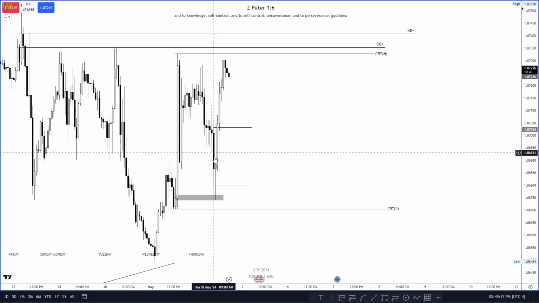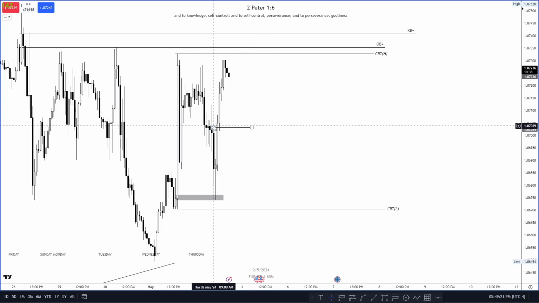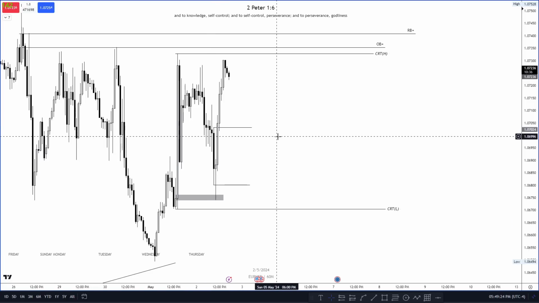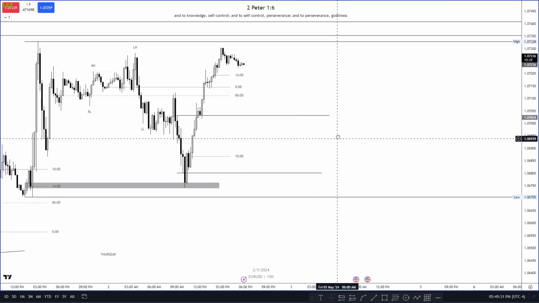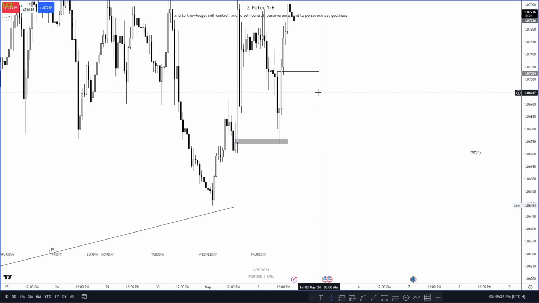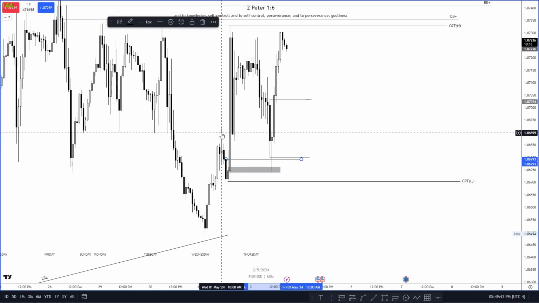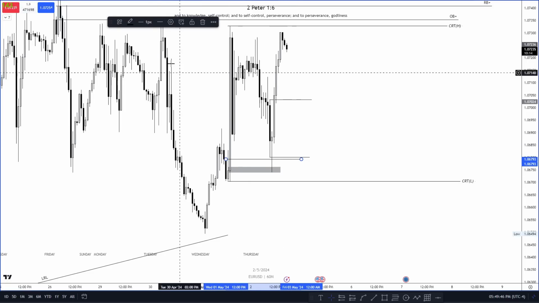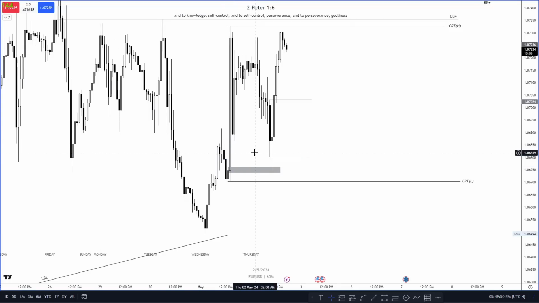9 o'clock open dumped us completely lower. Like I said, 9 o'clock is an important time. Now, why was this our CRT? I marked this out and showed it to the Discord, link in bio, and I'll show you why this is a very good CRT. First of all, let's go back to the 1 hour. 1 hour: liquidity sweep, order block right here, fair value gap right here. It's in 2 imbalances, 2 key levels.